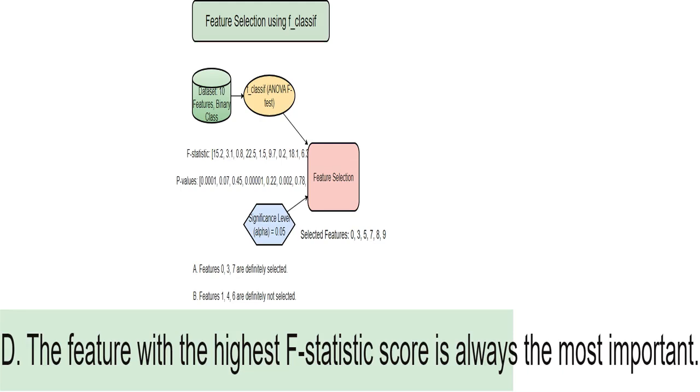Statement D is incorrect. While a high F-statistic suggests a strong relationship, the p-value decides whether it is significant enough to be selected. A high F-statistic with a high p-value above alpha would not be selected.